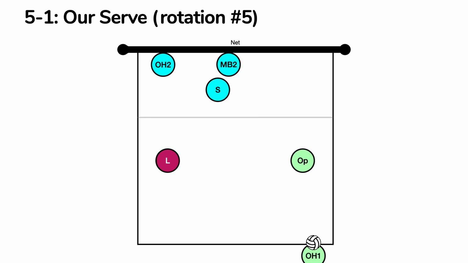And this is simple for the back row as well, because everyone's going to stay where they are. Outside hitter 1 is going to go to deep middle back to play defense, and we're good to go.